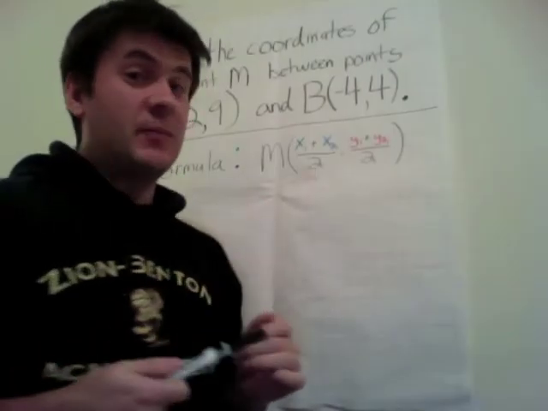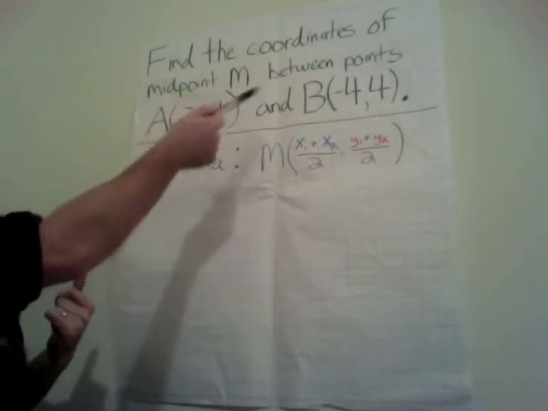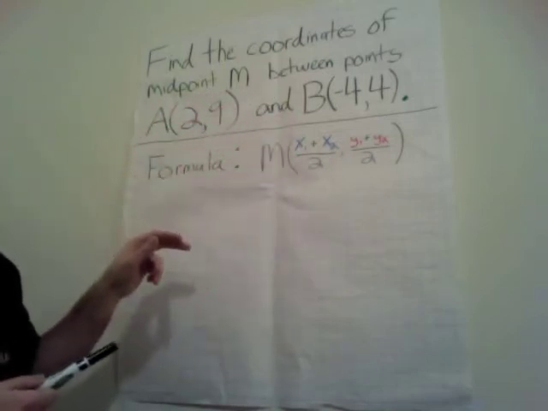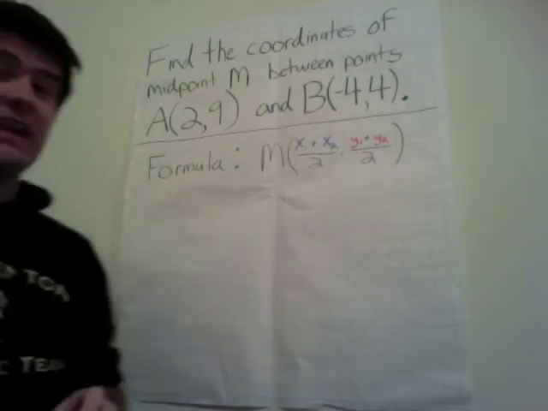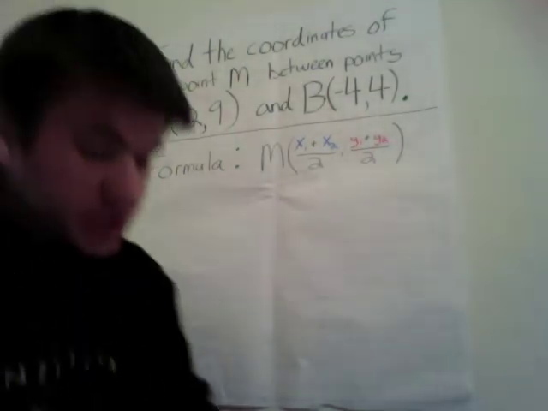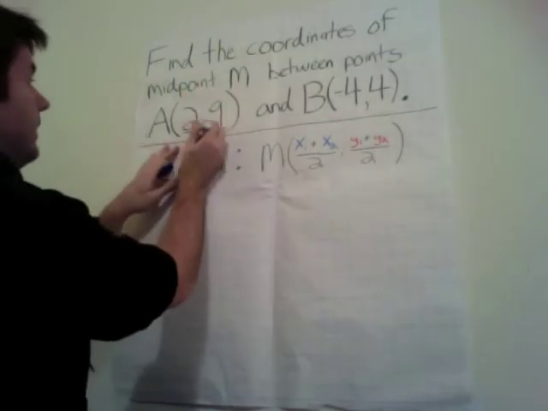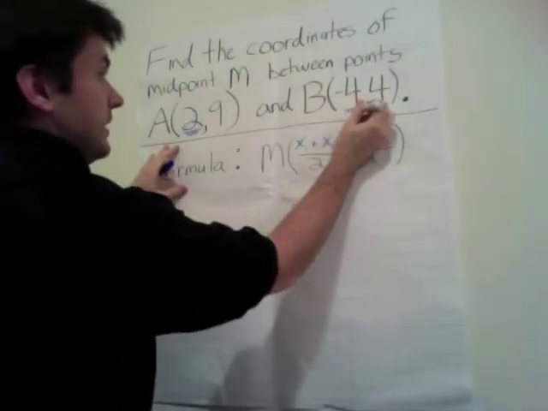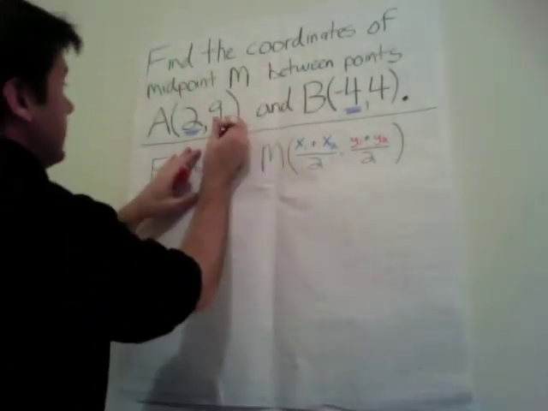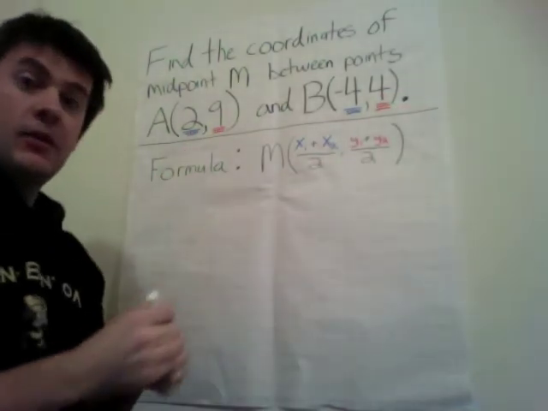Alright, so here's a quick example problem where we're going to use the midpoint formula. We want to find the coordinates of the midpoint M between points A and B. Point A has coordinates 2 and 9, and point B has coordinates -4 and 4. Here's the midpoint formula right here. Once again, we want to take the average of the x coordinates and the average of the y coordinates. First, I'm going to underline the x coordinates in blue so we can keep everything color coordinated. And I'm going to underline the y coordinates with the color red, just to keep everything together that way.